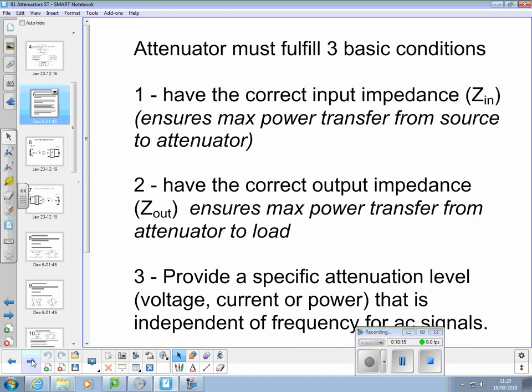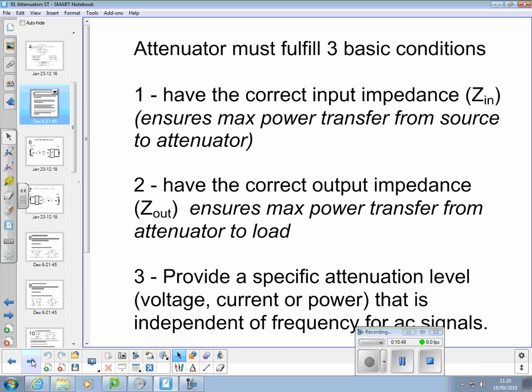So, our attenuator. The attenuator has to fulfill three basic conditions. First of all, it needs to have the correct input impedance, called the Z-in. Having the correct input impedance means that the maximum power is transferred from the source, the voltage coming in, into the attenuator, so you don't get a power loss there.